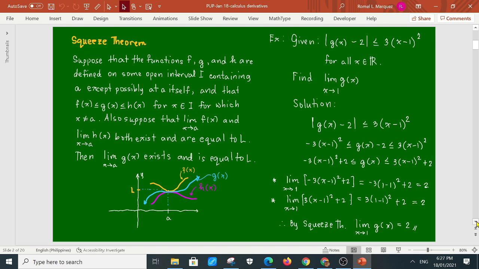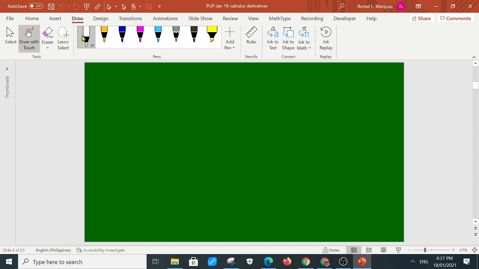So we have, show that, this is another example, by Squeeze Theorem, show that the limit as x approaches 0 of sine x over x is equal to 1 by Squeeze Theorem. Okay? So, solution.